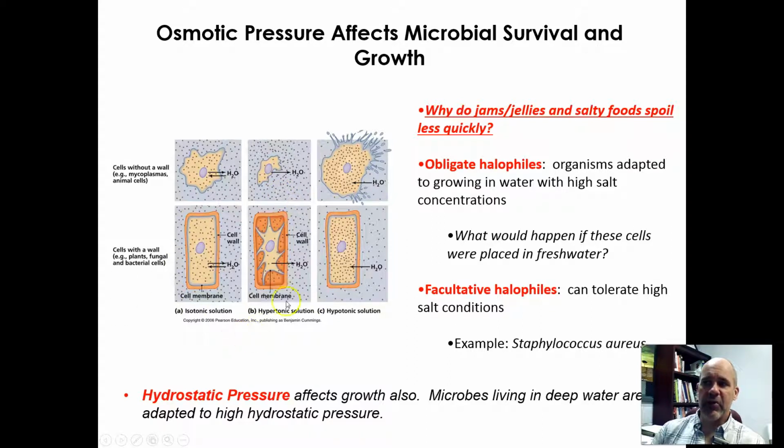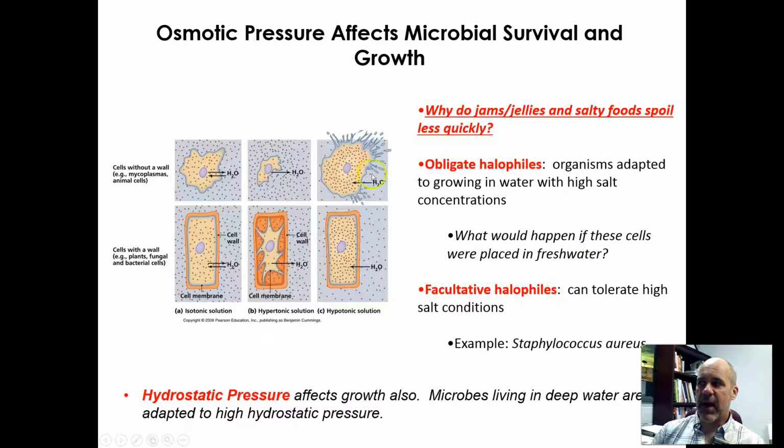All right, so again, you want to go back and review what happens to a cell if it's sitting in an isotonic solution, a hypertonic solution, or a hypotonic solution. There are organisms that are called obligate halophiles. Halo here is a prefix referring to salt concentration. Salts like sodium are a type of solute. There are organisms that are adapted to thriving in water that contains a very, very high level of salts. Those are called obligate halophiles if they must live in those environments.